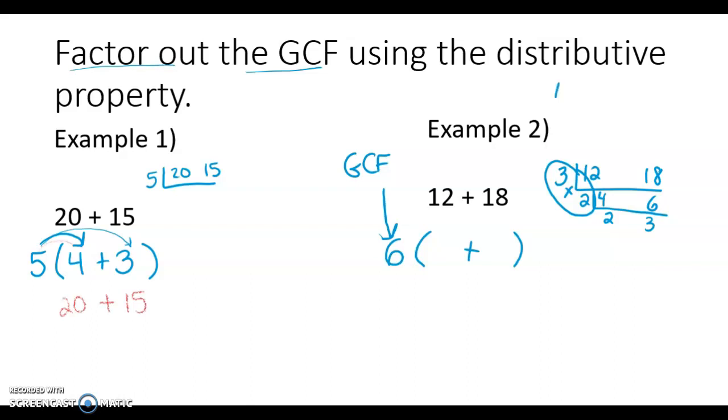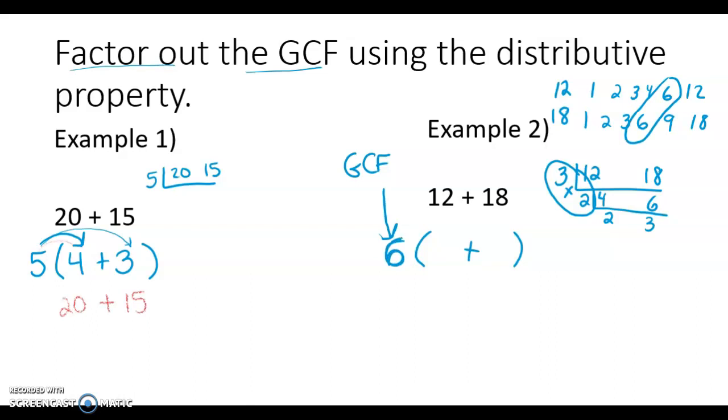Or if you just list out the factors, you can find the factors of 12: 1 and 12, 2 times 6, 3 times 4. Factors of 18: 1 and 18, 2 and 9, 3 and 6. You can see that the greatest common factor is 6. So that's what we're going to pull out.